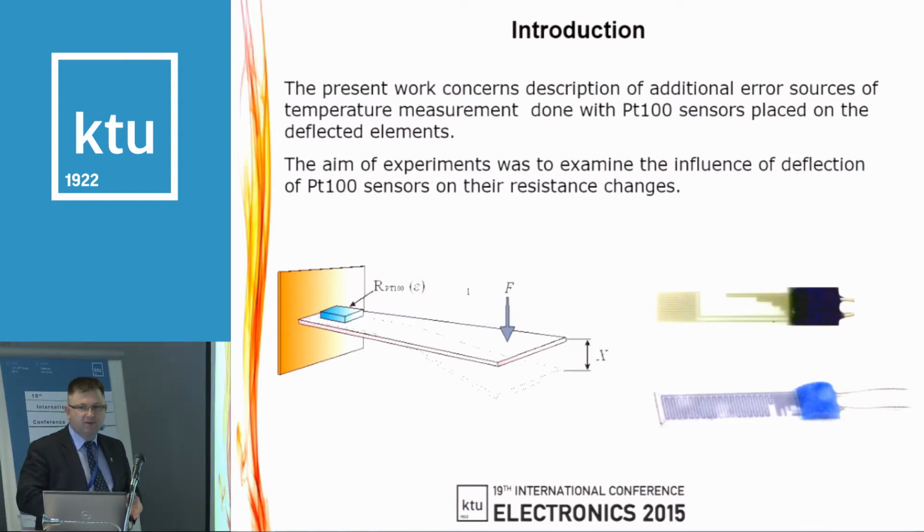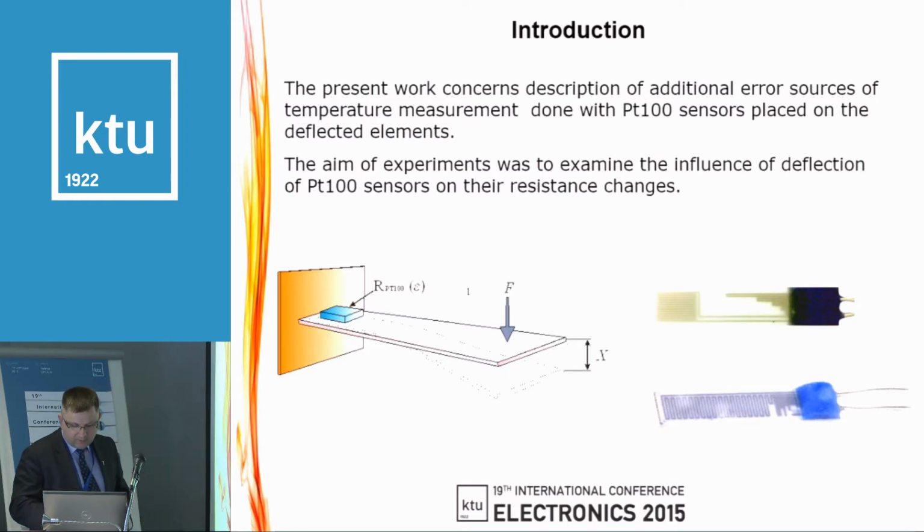So you know, a platinum sensor works as a kind of resistor. Its resistance changes caused by temperature. If the temperature increases, resistance increases. But if we apply such a sensor to a deflected element, a tank for example, or a cantilever beam, the resistance changes too.